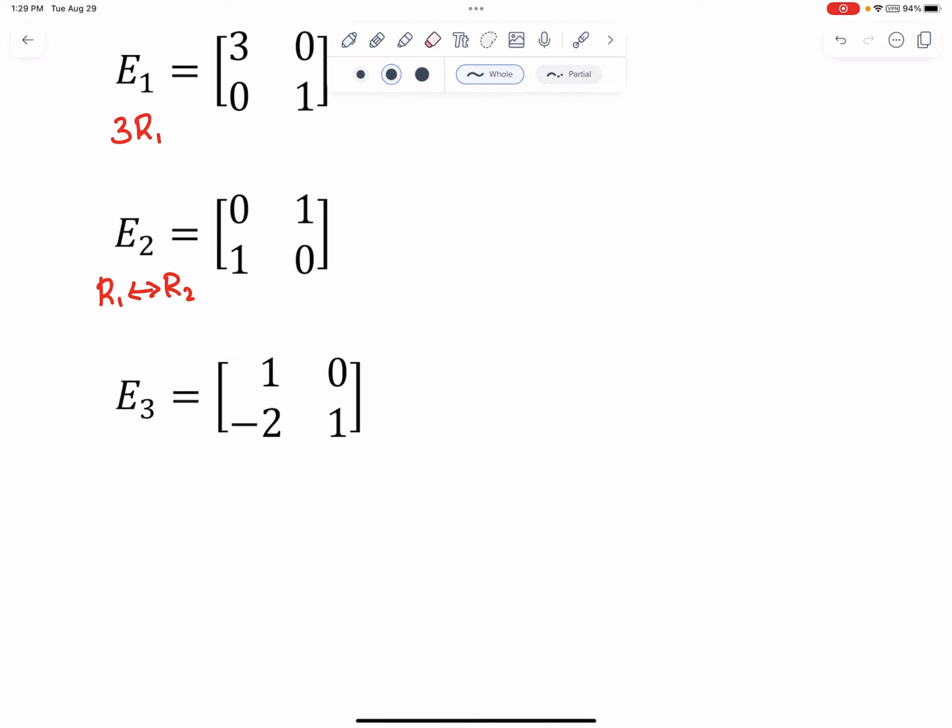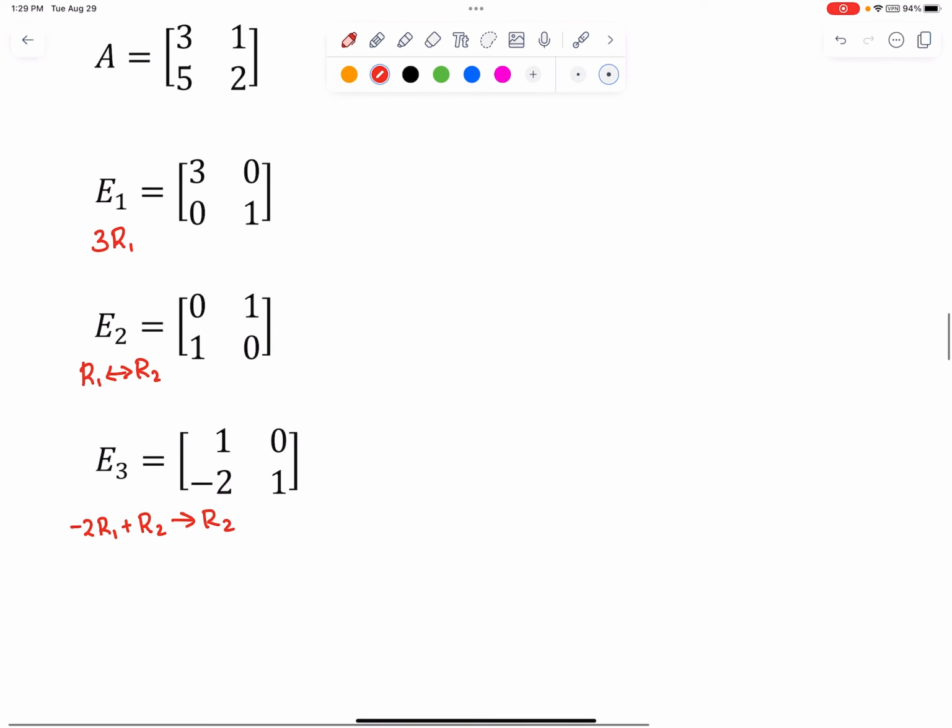So if we were to multiply row 1 by -2 and add that to row 2, that would produce this elementary matrix. So you want to be able to look at this matrix and deduce what the elementary row operation was. This was -2 times row 1, then add that to row 2 to produce a new row 2. And here are our 3 types of row operations all represented.